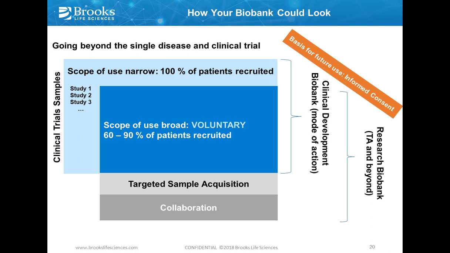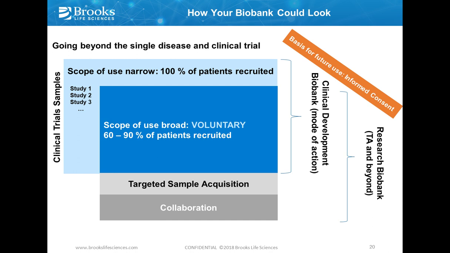We call that here the clinical development biobank, and for the definition, the mode of action, giving you freedom to operate, but limiting you if you want to go around research related to the mode of action or the class of compounds. On top of that, you could, for example, ask them to also voluntarily agree to broader research. Basically, you could then use a subset of your samples, 60 to 90%, also for open research questions that may come up over time.